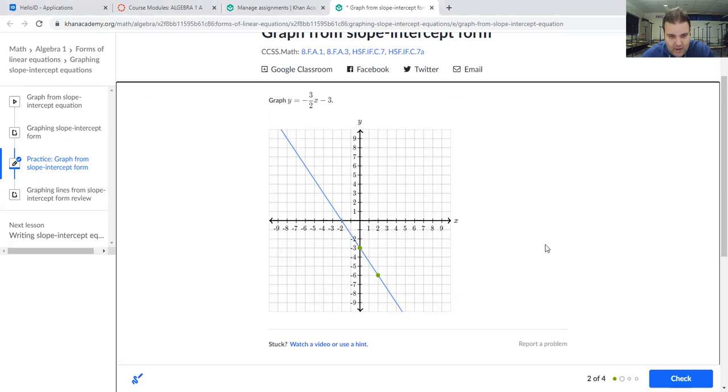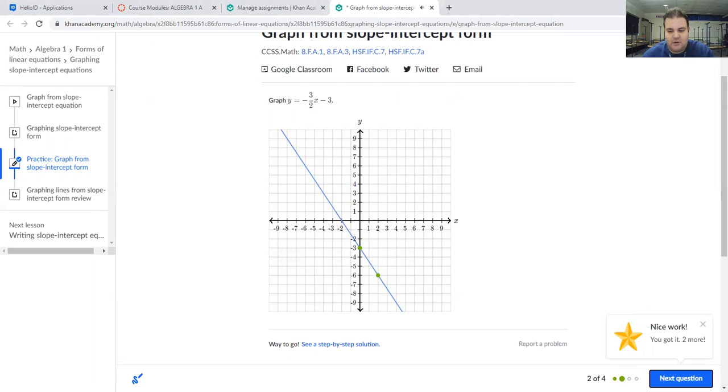Double check that again. We're at -3 on the y-axis. The slope is -3/2, so it's -3. We're going to go down 3: 1, 2, 3. 2 in the denominator, we're going to go right 2: 1, 2. There's our second answer.